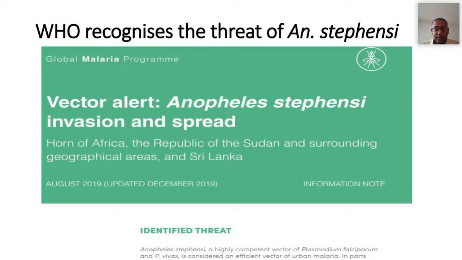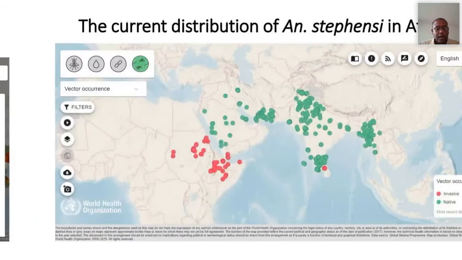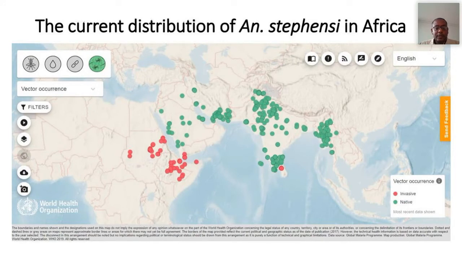That was in 2019, and at the same time they incorporated a totally new section in their malaria threat maps about invasive vector species, which is so far dedicated to monitoring and reporting of Anopheles stephensi globally. And if we go into that section, the red dot tells us where Anopheles stephensi has been reported as invasive, while the green dot is the area where Anopheles stephensi has been detected, but as a native or local species.